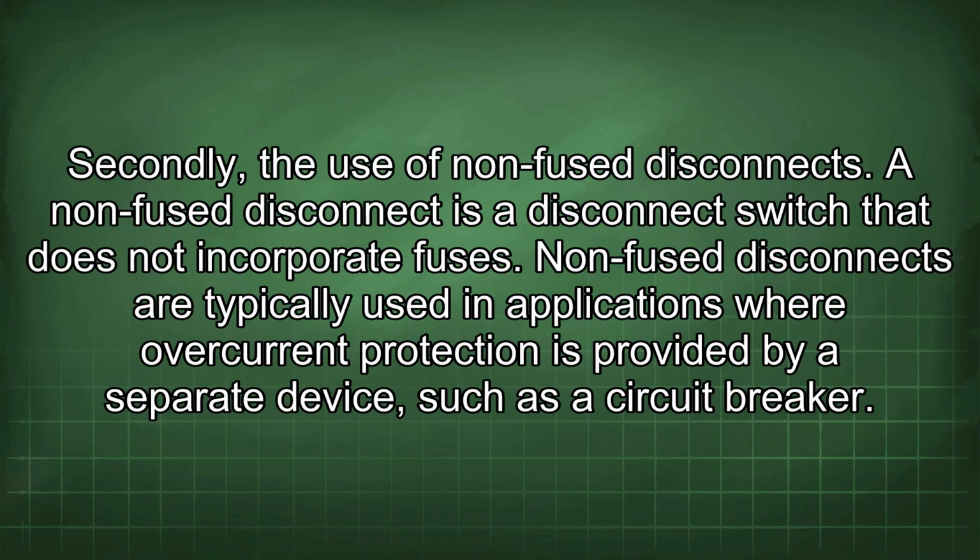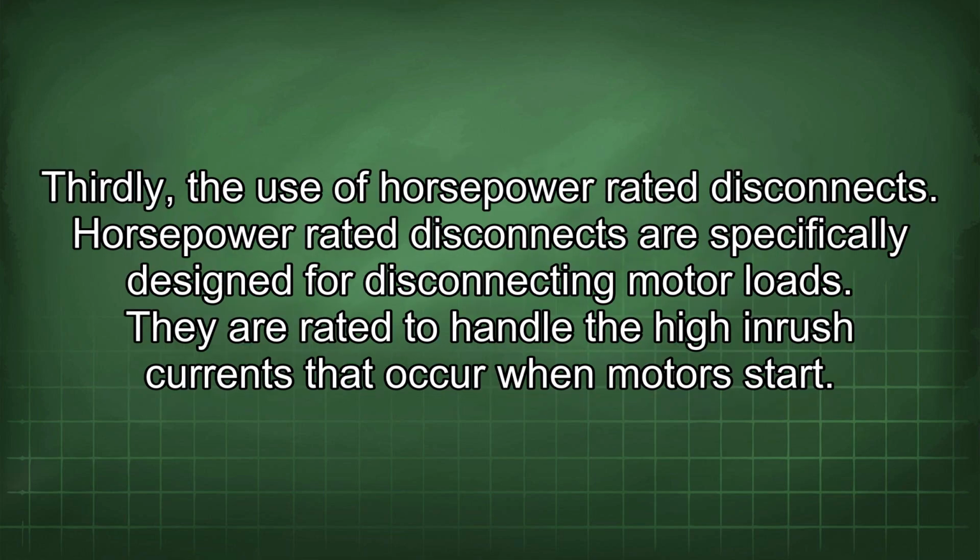Secondly, the use of non-fuse disconnects. A non-fuse disconnect is a disconnect switch that does not incorporate fuses. Non-fuse disconnects are typically used in applications where overcurrent protection is provided by a separate device, such as a circuit breaker. Thirdly, the use of horsepower-rated disconnects. Horsepower-rated disconnects are specifically designed for disconnecting motor loads. They are rated to handle the high inrush currents that occur when motors start.